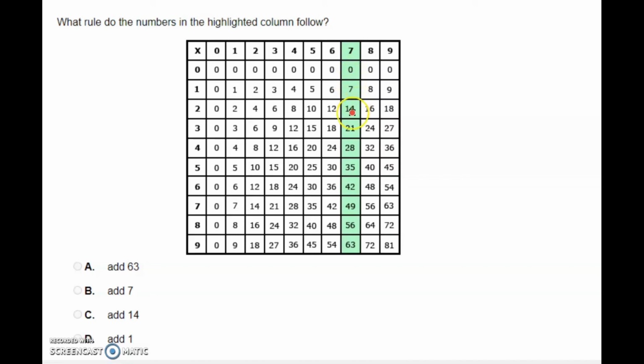From 7 it goes to 14, which is 7 more. From 14 to 21 is 7 more. So basically you are adding 7 to every product you find. Let's see our options. Option A, add 63. That is not correct. Add 7. That is correct. Add 14. That's not correct either. Add 1. Also not correct.